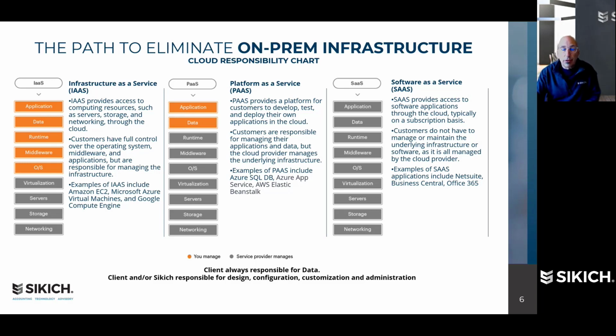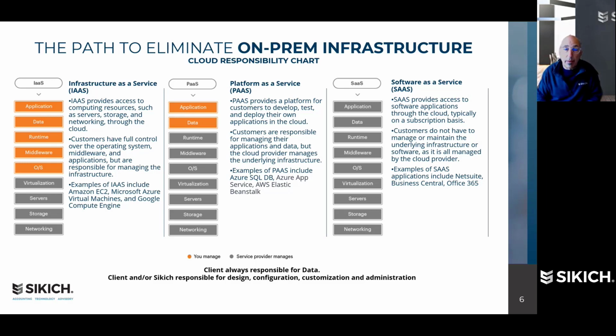Every migration is going to include one or more of these platforms, and that all really depends on the details of the particular client environment. One of the other things that this chart points out is that when you move from on-prem to one of these cloud platforms, the responsibility for management of certain parts of the infrastructure transfers to the service provider. It's also important to remember that in all cases, the ultimate responsibility for the data still rests with the client, and that comes into play when planning for security or disaster recovery.